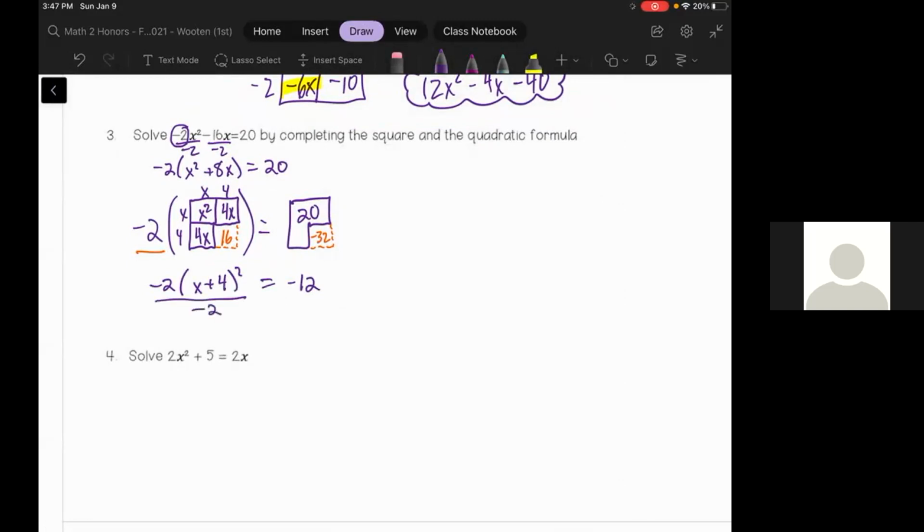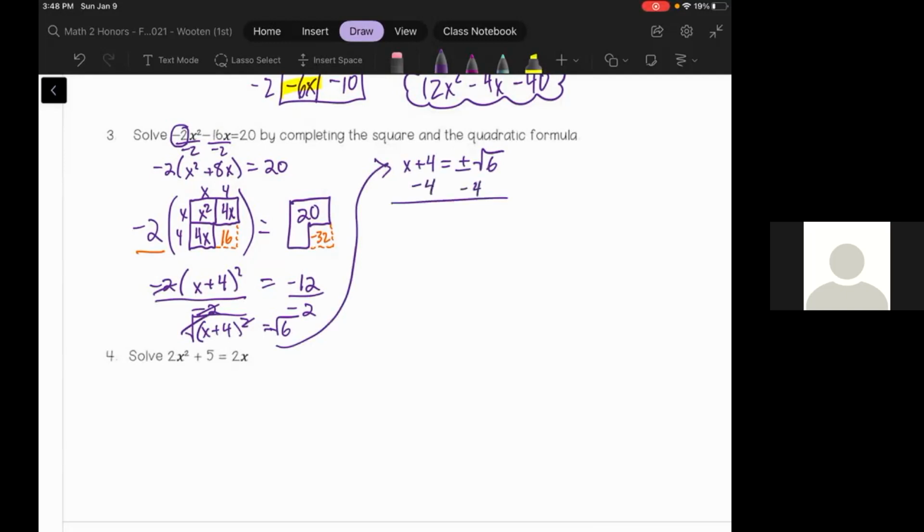So we're already on the right track to solve. I need to get rid of the negative 2 in front. So divide both sides by negative 2, leaving x plus 4 squared equal to positive 6. Then I'm going to take a square root of both sides to get rid of the square. That leaves x plus 4 equals, and this is one of those times where we need a plus or minus sign. And then finally, take away 4 from both sides to get the x by itself, and I get negative 4 plus or minus the square root of 6.